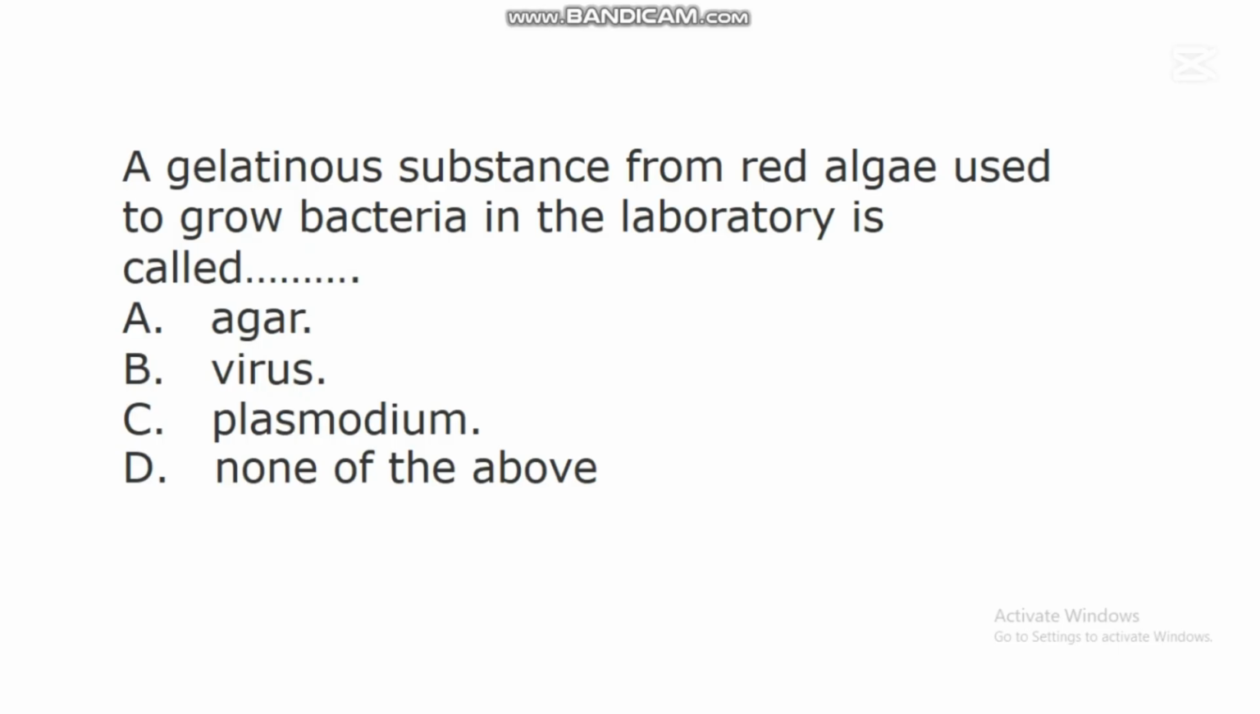The next question says, a gelatinous substance from red algae used to grow bacteria in the laboratory is called dash. A. Agar. B. Virus. C. Plasmodium. D. None of the above. In this question, the correct answer is A. Agar. Agar is a gelatinous substance from red algae used to grow bacteria in the laboratory.